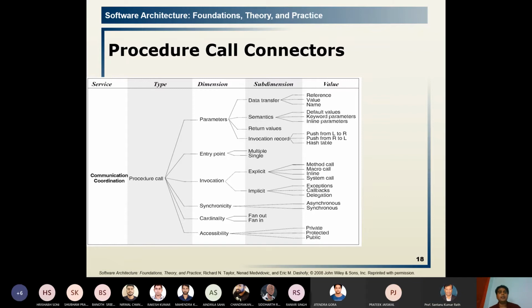And it also has dimensions. What are the dimensions? You can check. First one is the parameters, then the entry point, the invocation, the synchronicity, the cardinality, and the accessibility. All don't have sub-dimensions, but some do. Then they have values. All these things we have to consider.